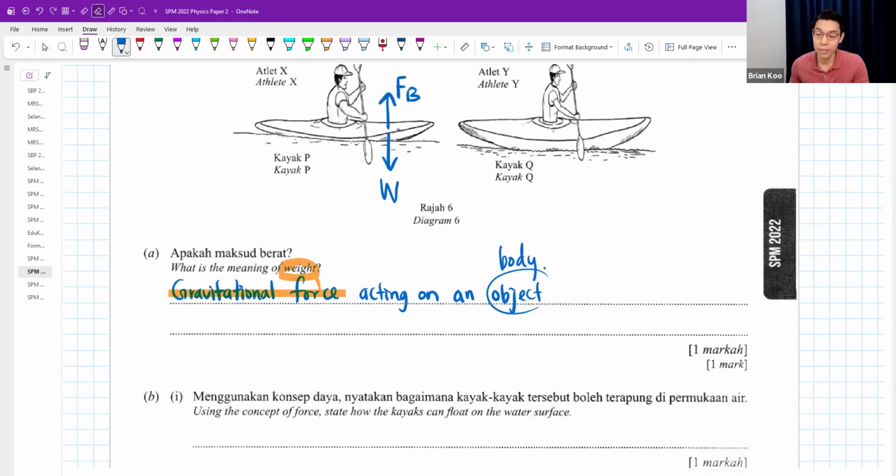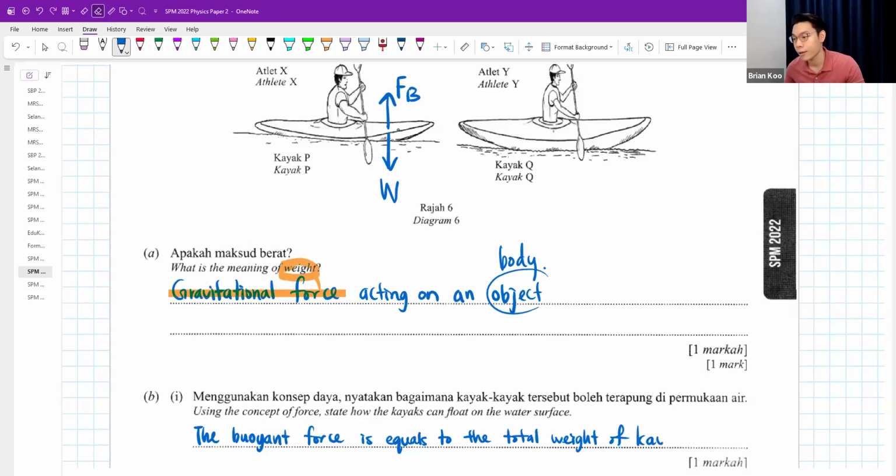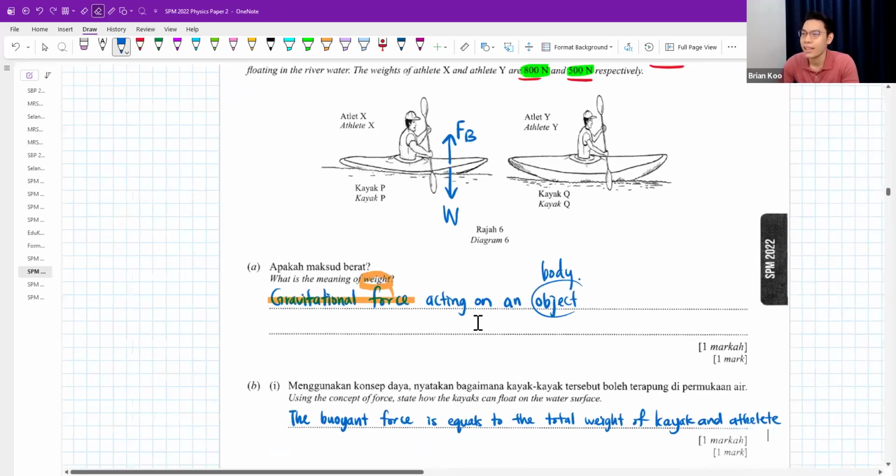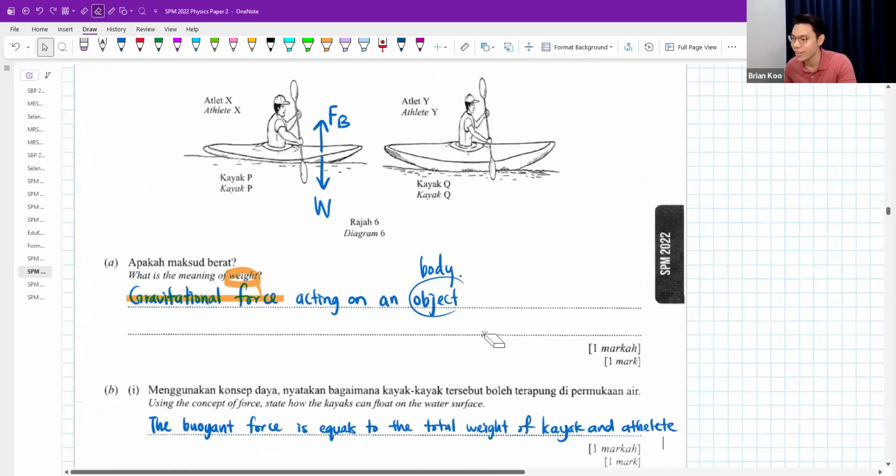Okay, so you say the buoyant force is equal to the total weight of kayak and athlete. Did I spell athlete correctly? A-T-H, there's an extra E.